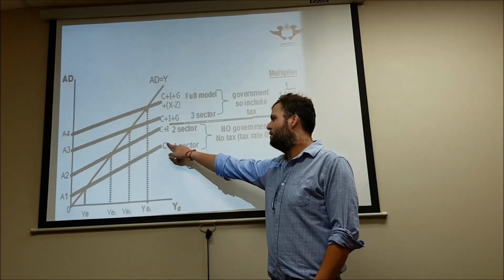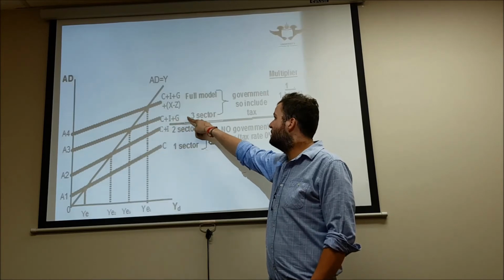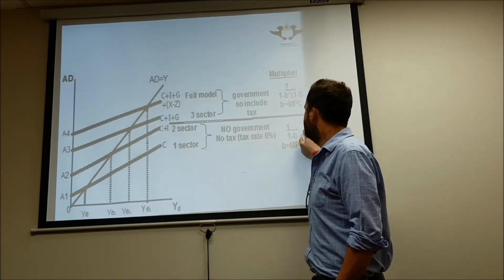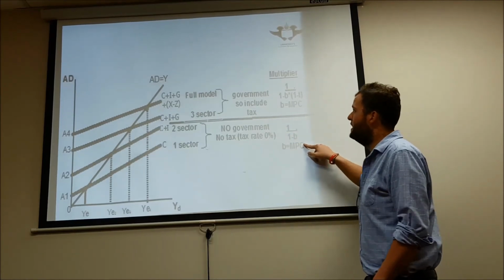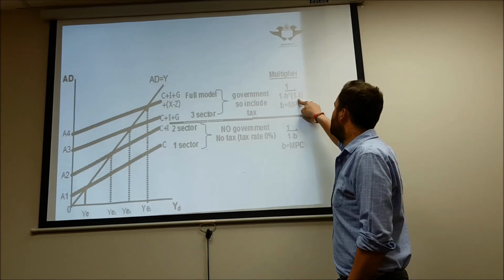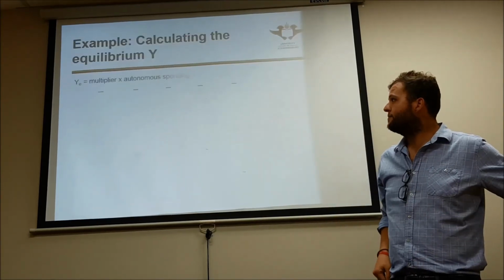This is a one-sector model with only C, then we say C plus I, then C plus I plus G is a three-sector model, and then a full model. Here there's no government, so there's no tax. So here's your formula for your multiplier. Here, there's a government, so we include tax, and this is the formula for the multiplier. That's just a nice diagram to separate everything for you. And then remember the calculations we did.